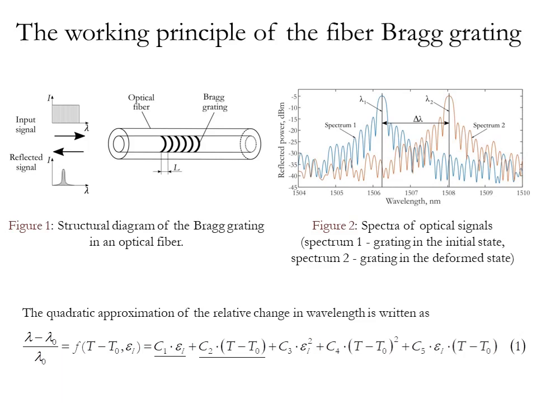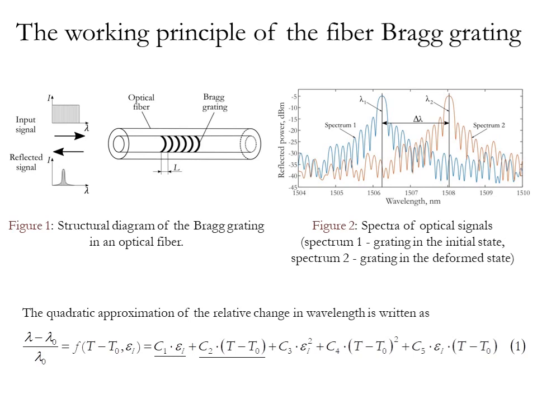A structural diagram of the Bragg grating is shown in Figure 1. The measurement process consists in generating a broadband optical signal and registering the narrow part of the spectrum reflected from the grating. The quantitative characteristic of the reflected radiation is the wavelength at which the maximum power of the optical signal is achieved. This characteristic is called the central wavelength of the grating.